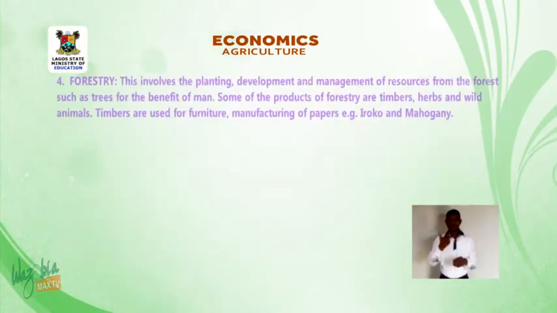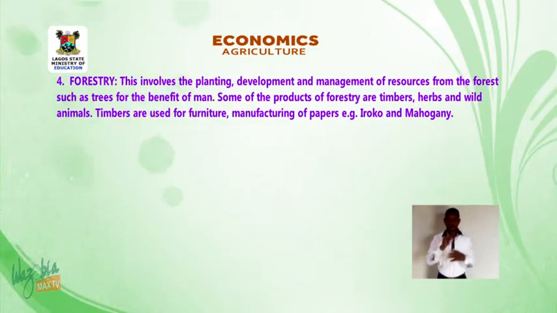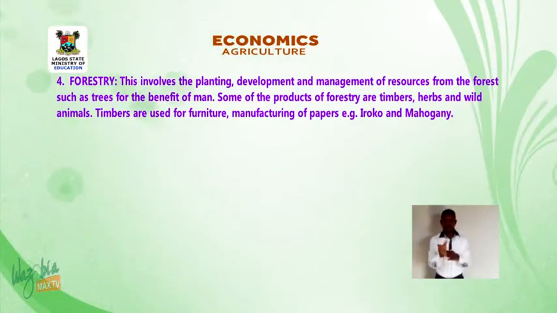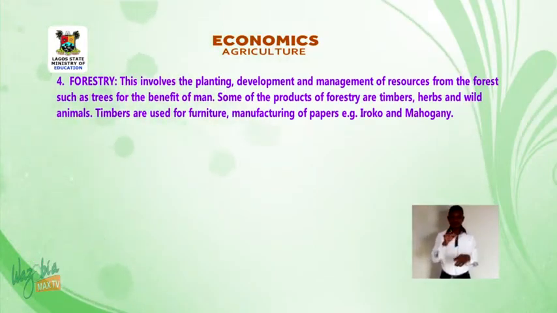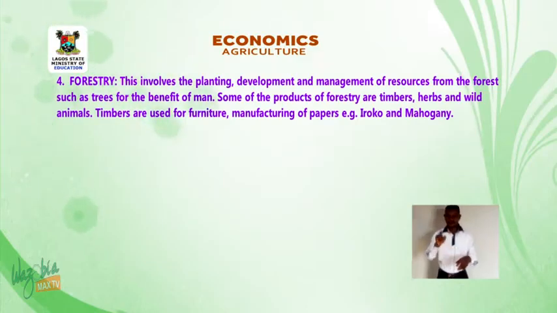Number 3. Fishing. This is the selection, breeding, and rearing of fishes in ponds, rivers, and oceans. Under fish farming, different species of fish are reared. It is an important means of living for people living in the riverine areas, such as the Ijaw and Ilaje.